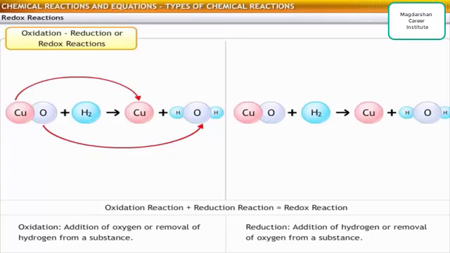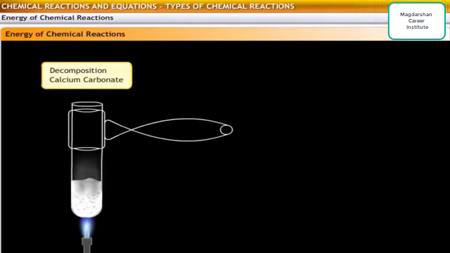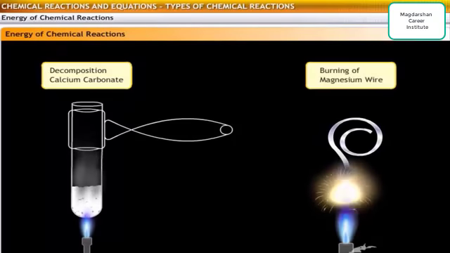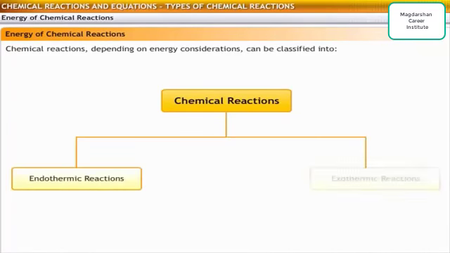On the other hand, hydrogen is changed into water. That is, oxygen is added to hydrogen. So hydrogen is oxidized to water. Thus, we find that in this reaction, oxidation and reduction occur together. Therefore, it is redox reaction. All types of reactions result in either the release or the absorption of energy. Depending on energy considerations, chemical reactions can be classified into endothermic and exothermic.